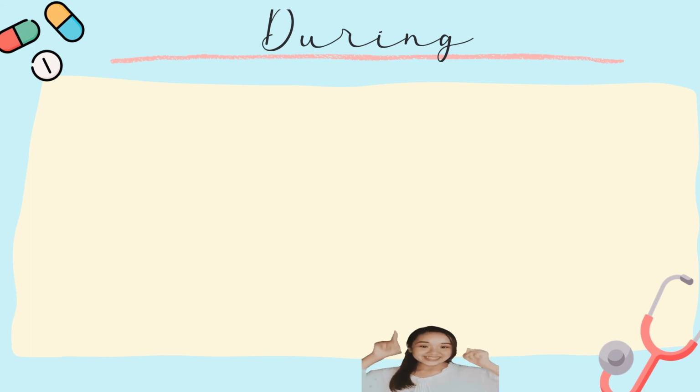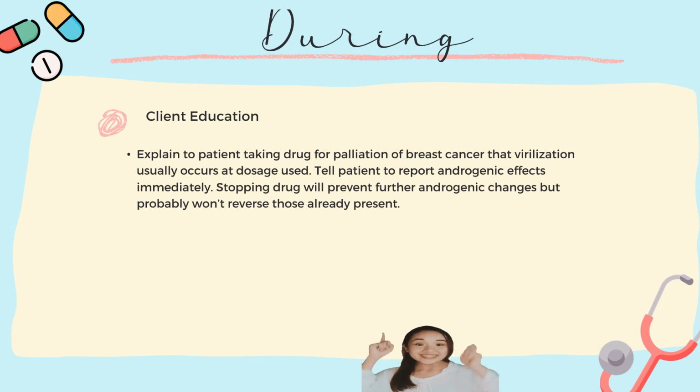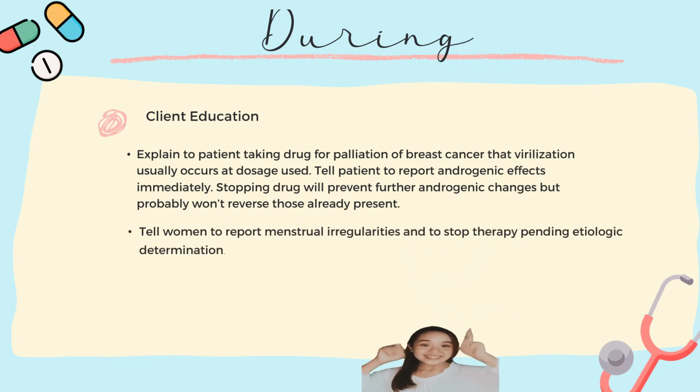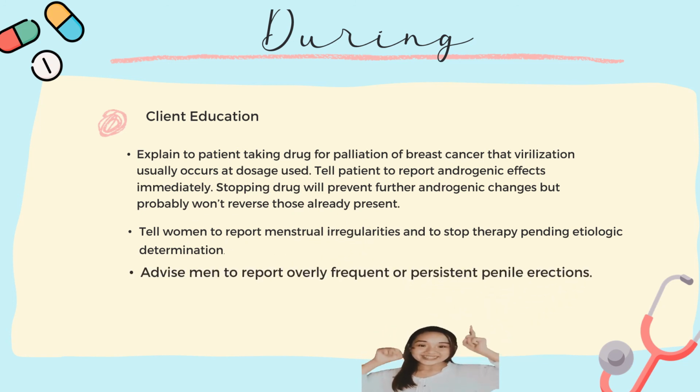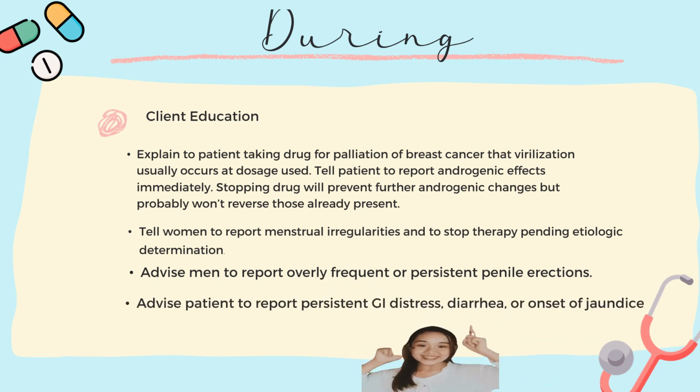As a nurse, it is important to implement client education to explain to the patient taking the drug for palliation of breast cancer that virilization usually occurs at dosage used. It is important to tell the women to report menstrual irregularities and to stop therapy pending etiologic determination. Advise the men to report overly frequent or persistent penile erections, and advise patient to report persistent GI distress, diarrhea, or onset of jaundice.